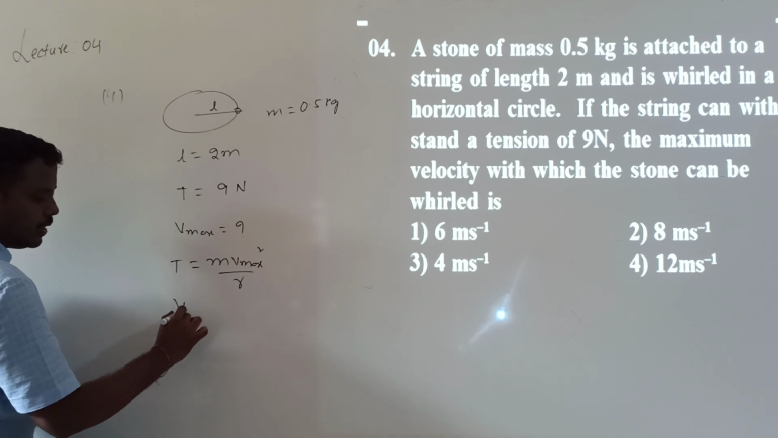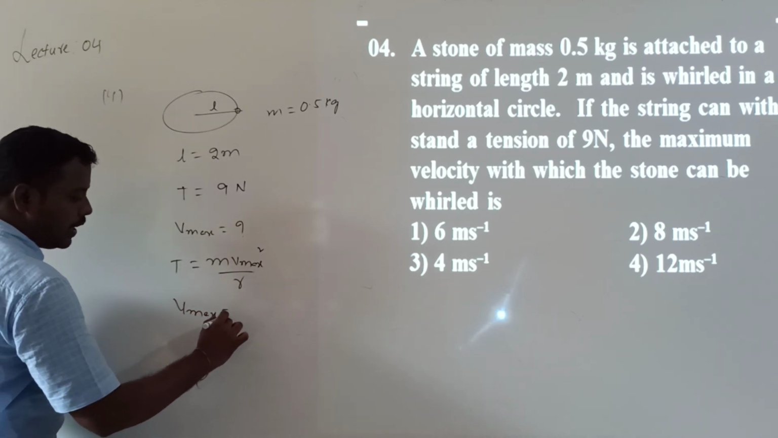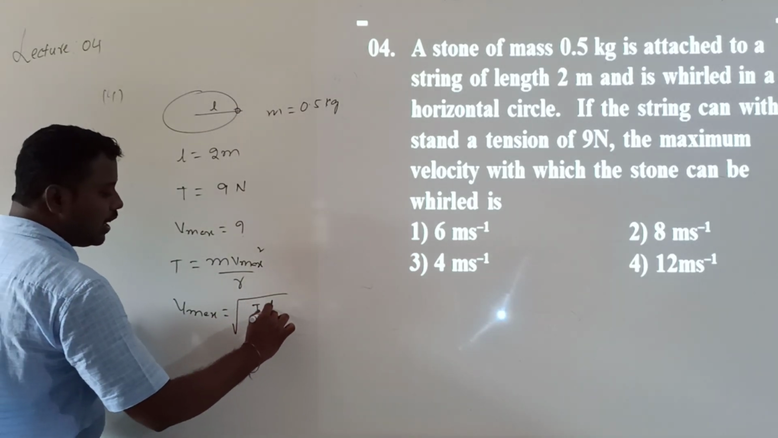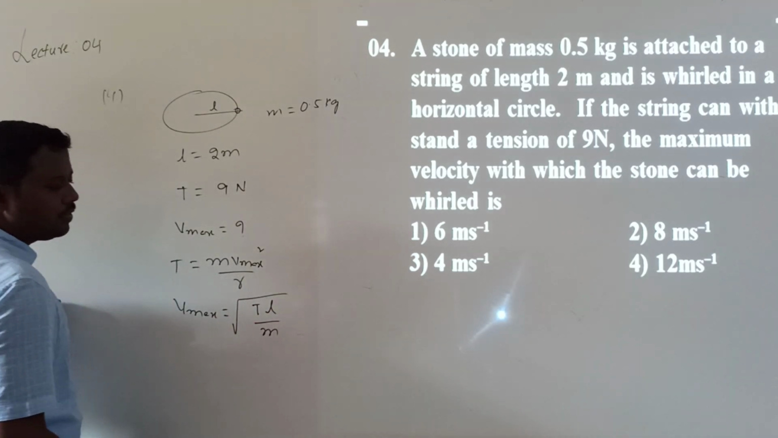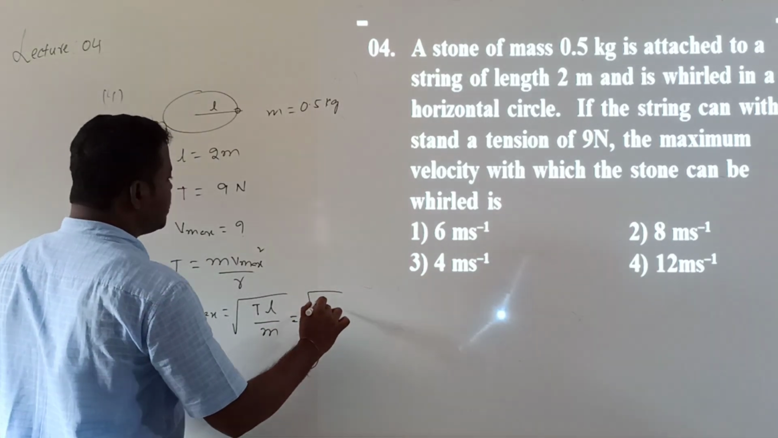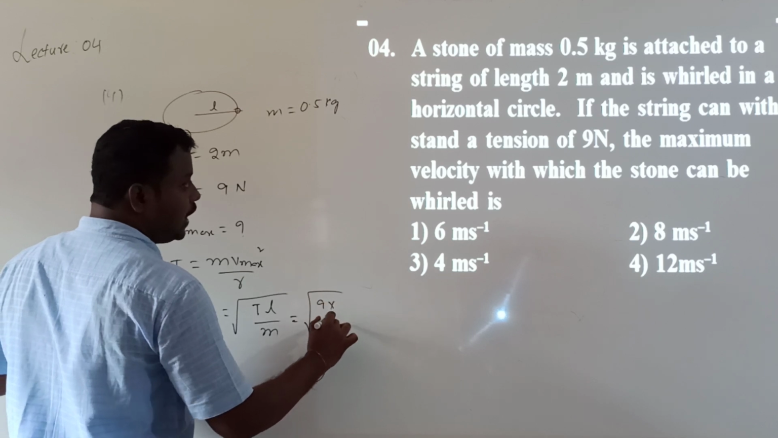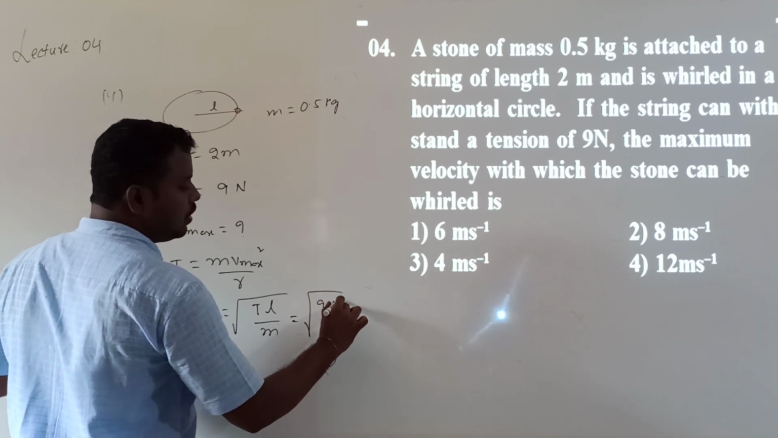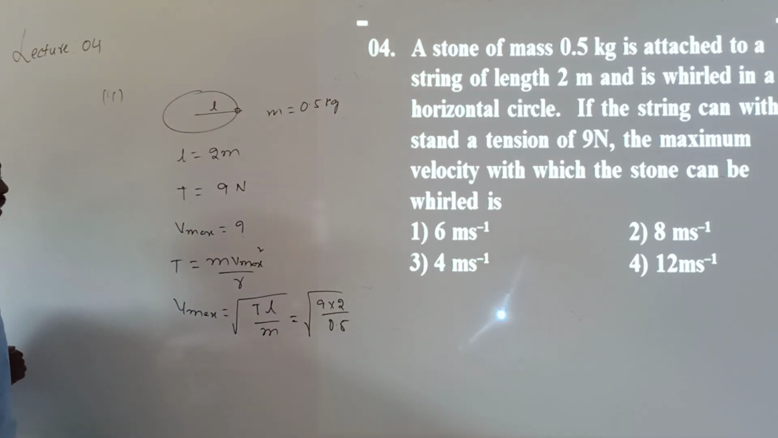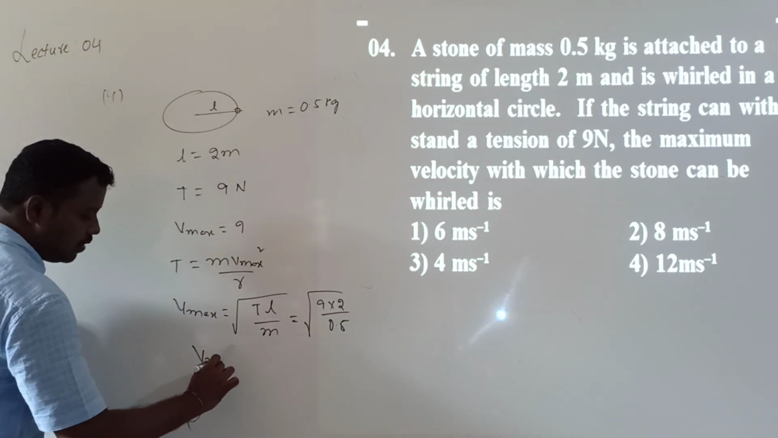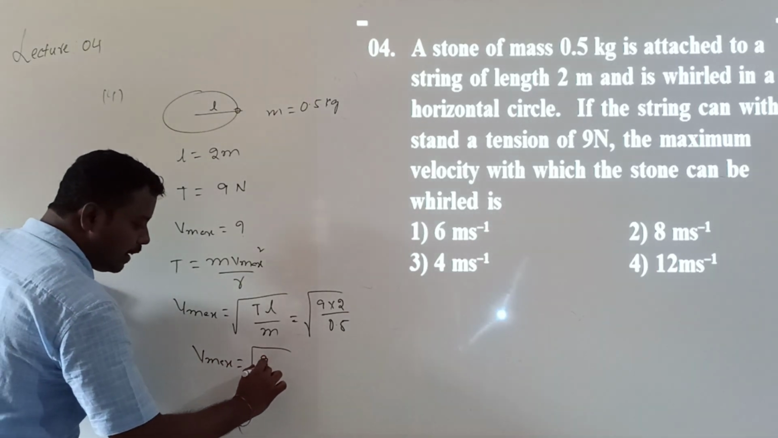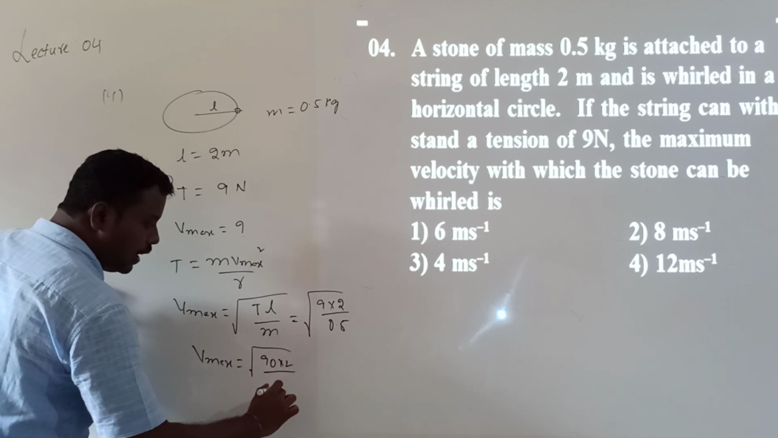Then V maximum is equal to root over T into L divided by m. T is 9, L is 2, divided by 0.5. Then V maximum is equal to root over 9 into 2 divided by 0.5.